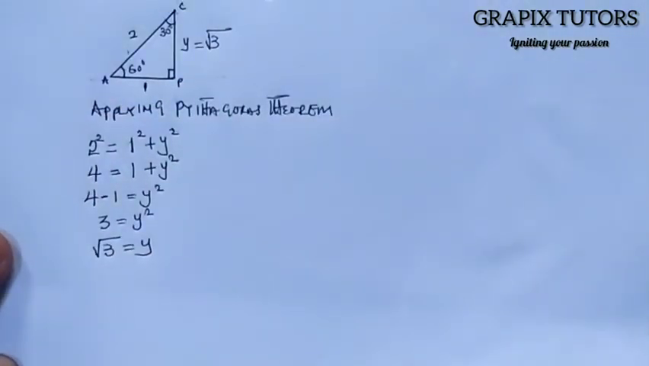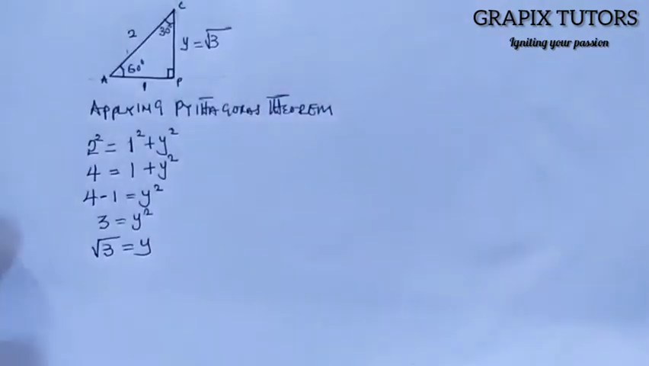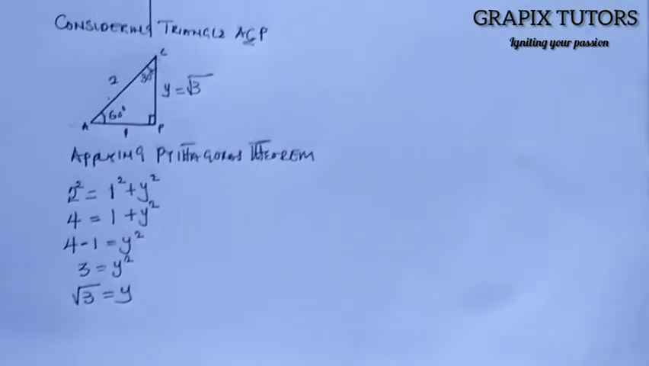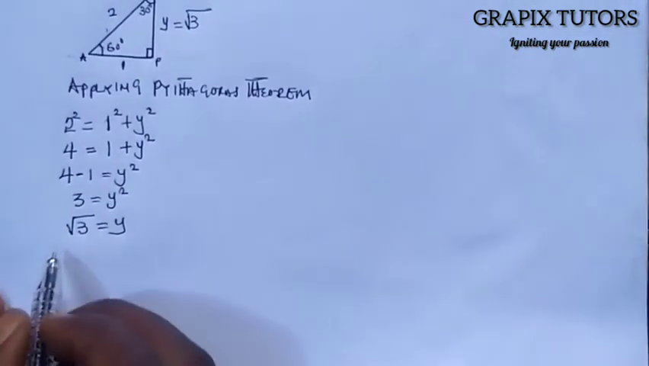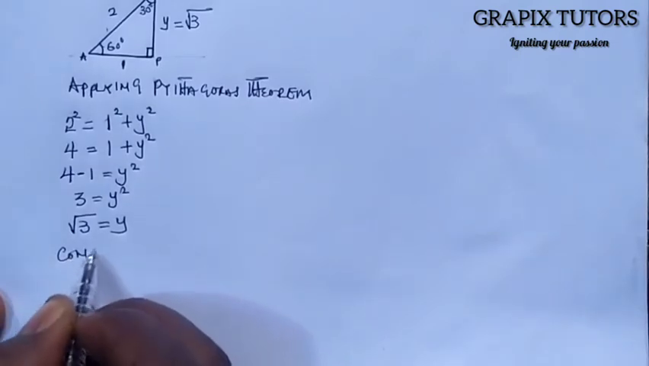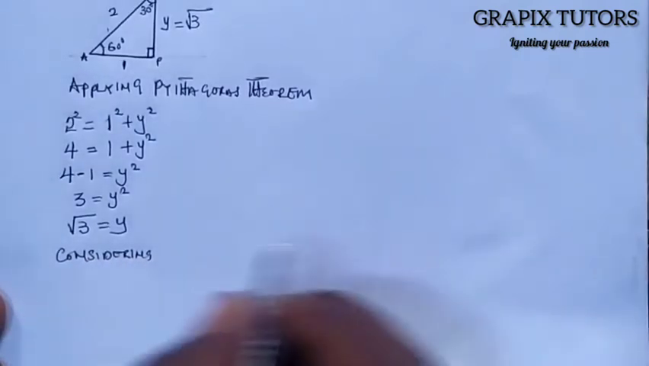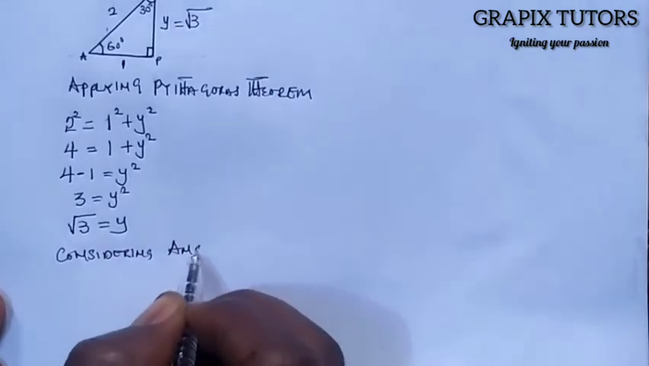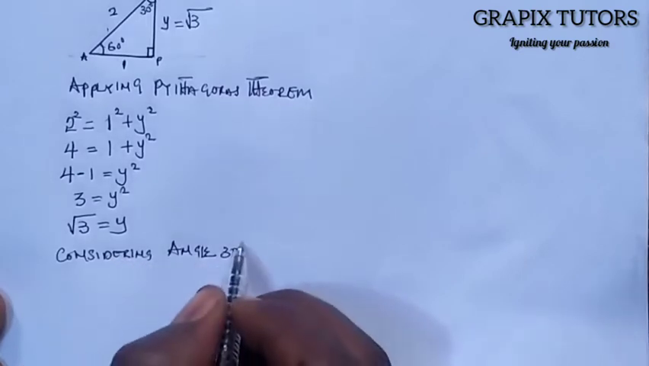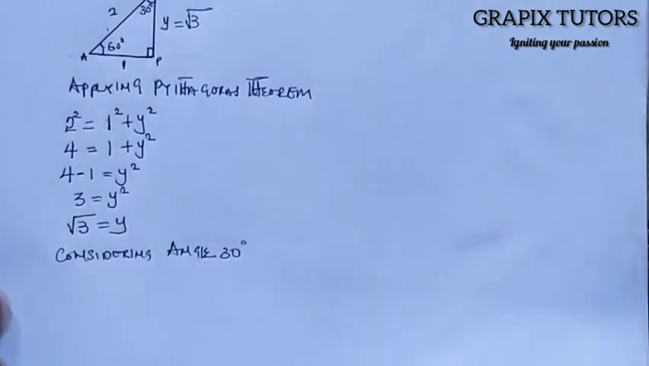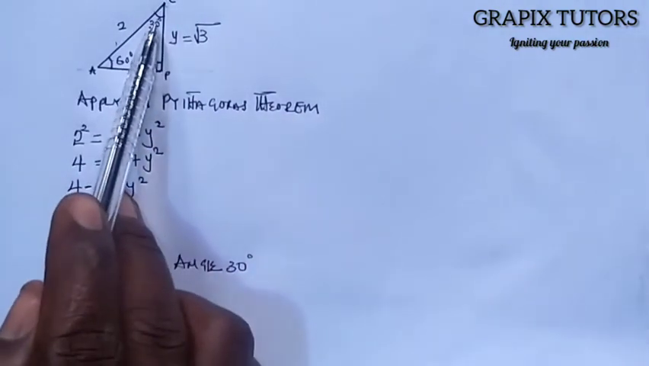I want to look for the cos, sine, and tan of the special angles here. So this is what we are going to do here. So I want to look for what? Now, considering angle 30 degree. Now I want to consider angle 30 degree. That is what? This angle here. I want to consider this angle here, right?